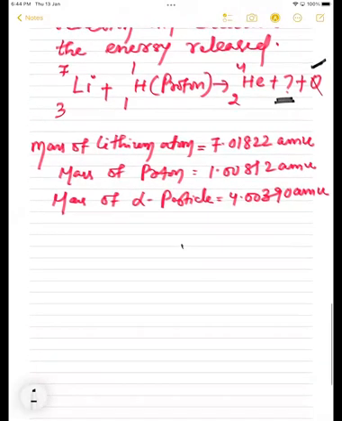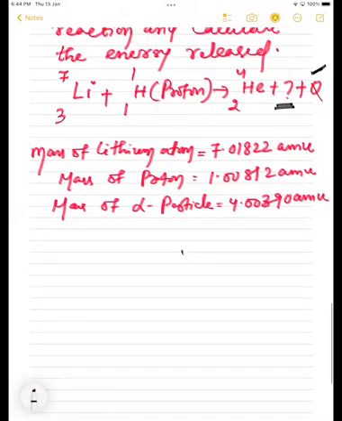Students, we'll go for the left side mass, then we'll go for the right side mass, right? Then we'll find the Q value. So what is the mass on the left side, student? 3 here. Lithium mass is how much? 7 point this much. 3 lithium ions are there. To write the solution, let's go.